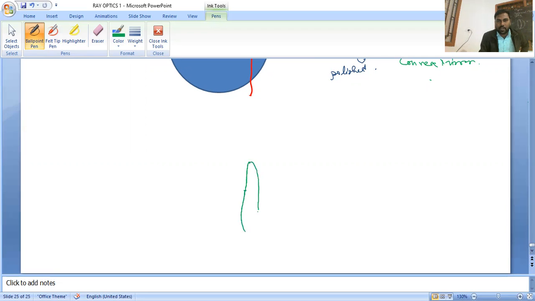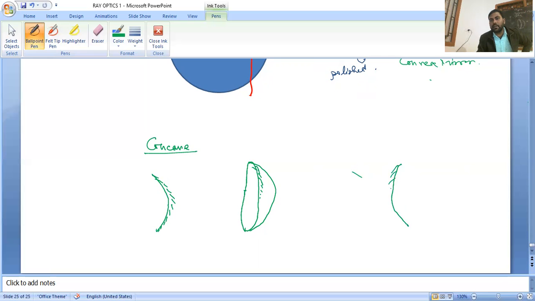There are two types of mirrors generally. This is a concave mirror. A concave mirror will look like this. And a convex mirror will look like this.